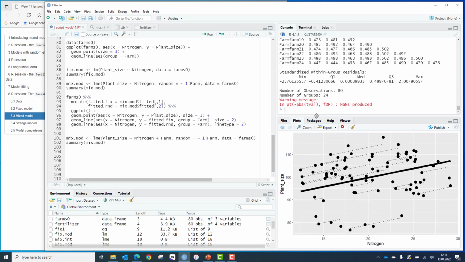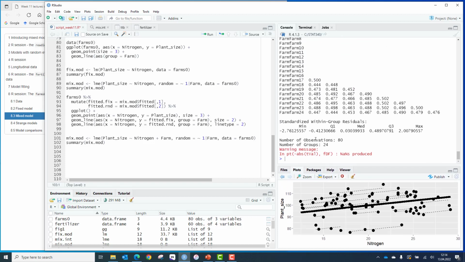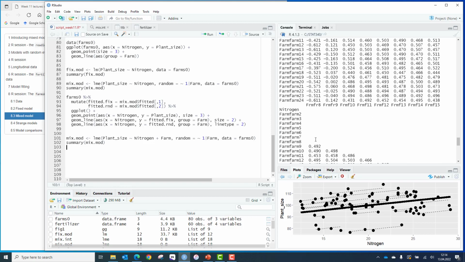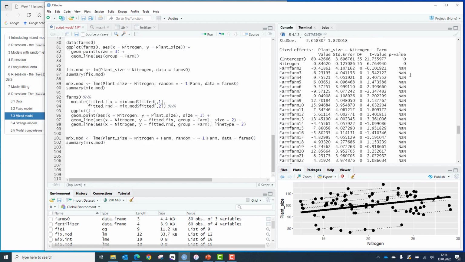Yeah, you get some warnings here. I'm not surprised, because if you now scroll back up here to the fixed effects, look at this. The p-values, none. And that's because you have 0 degrees of freedom.